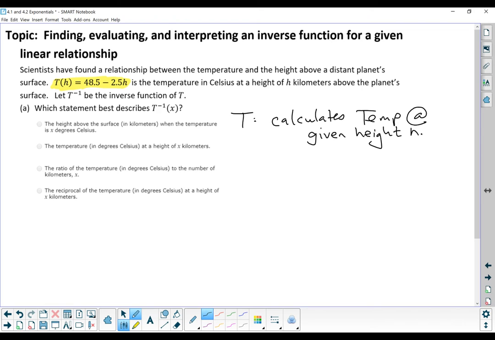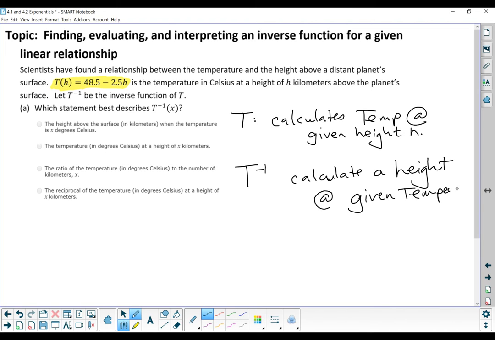So our first question is, if T inverse is the inverse function for T, which of these statements best describes it? Well, T calculates the temperature at a given height, so T inverse would calculate the height at a given temperature.